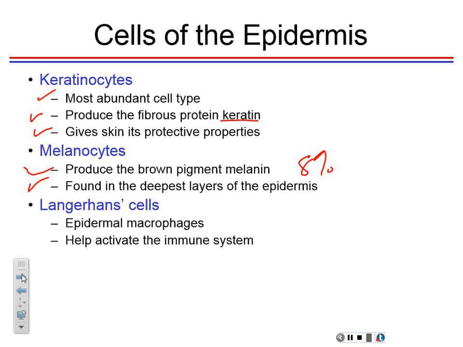Okay, so Langerhans sort of immune part, which falls under what? Under what quality of the skin? What major function of the skin? Protection. Yes, protection. Okay, protection. Because remember again, I want you to be able to associate the cell type with the function, right? With what function of the skin it is.